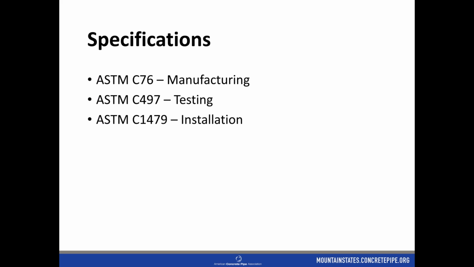So we're going to focus on the specifications that surround reinforced concrete pipe. From our January presentation about concrete pipe fundamentals, we talked about manufacturing. That's ASTM C76. We also talked about some of the testing that we do with that. You would remember the D-load test and making sure that these pipes are the class that we say they are. So we talked about testing as well.